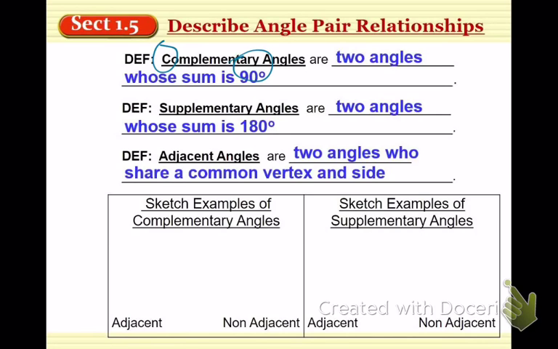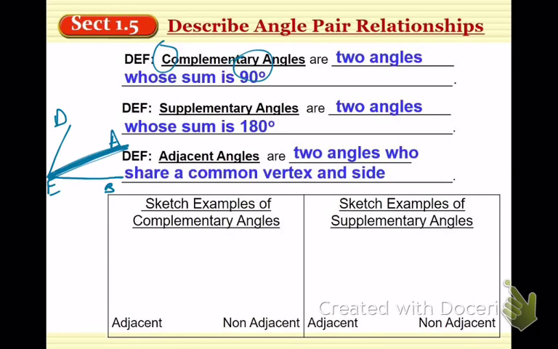Okay, now next, the idea of adjacent angles. Now this says two angles who share a common vertex and a side. Basically what I want you to look for is two angles that are side by side, touching. Right? So if this is angle DEA, then an adjacent angle to angle DEA might be DEB. Okay? Because they're sharing this side right here. So they've got to be side by side and touching.